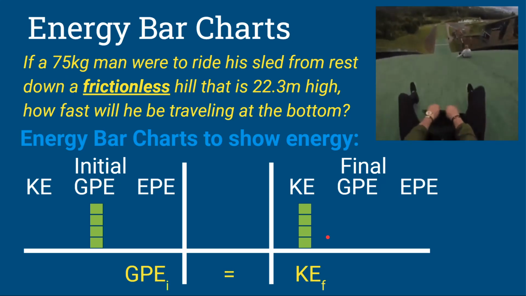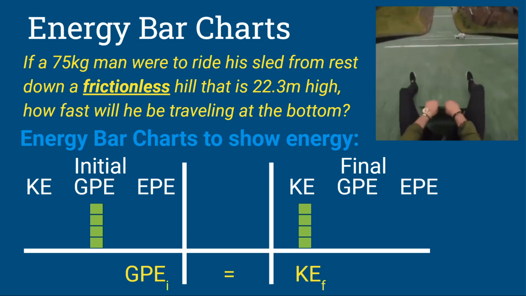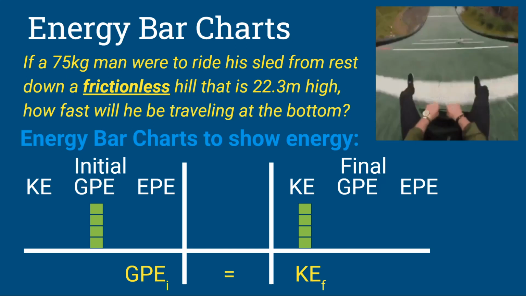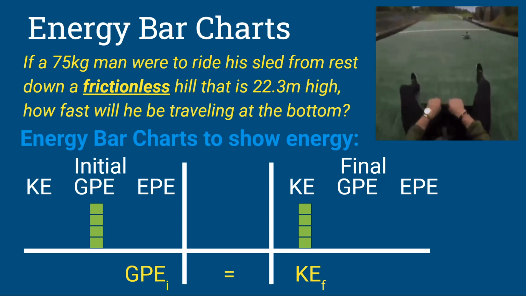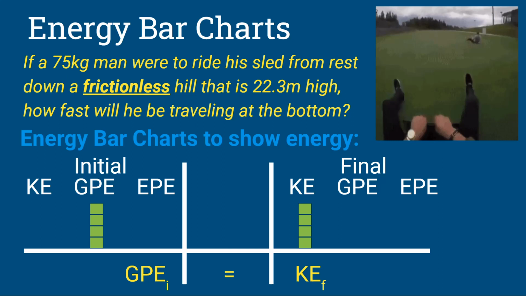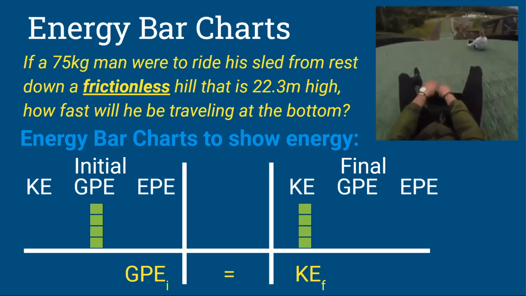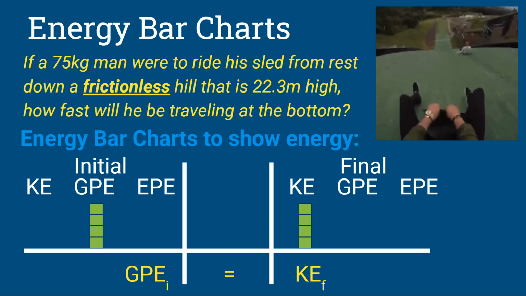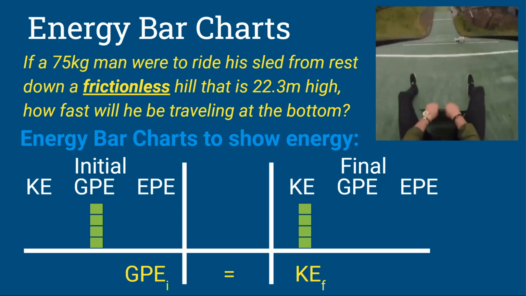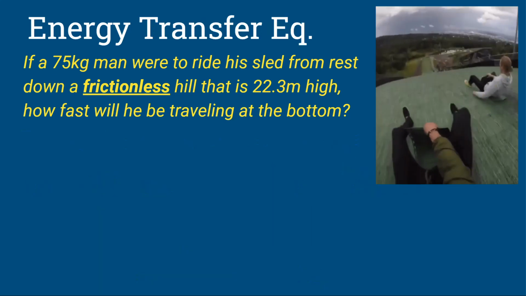Now we didn't solve the last one, but you should be able to at least write the equation because that's your first step to solving it. My GPE initial equals my KE final. And could I solve it? Sure, I could figure out how fast he's moving at the bottom. In either case, with either halfway down or at the very bottom. Okay, so let's go ahead and do that.